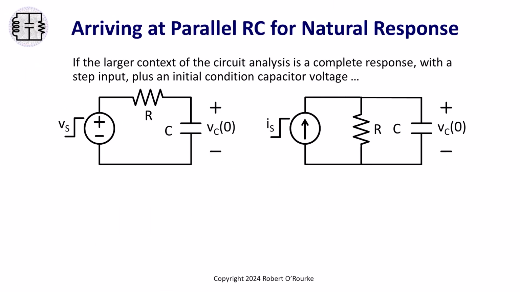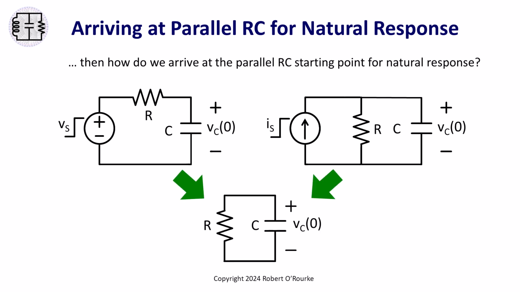Before we go through the detailed steps of the derivation, let's look at context. Zero input response, which excludes any sources, can be part of a larger circuit analysis that does include sources driving the circuit. Question: how do we get from the circuits with sources to the parallel RC that we use for looking at the zero input response by itself?